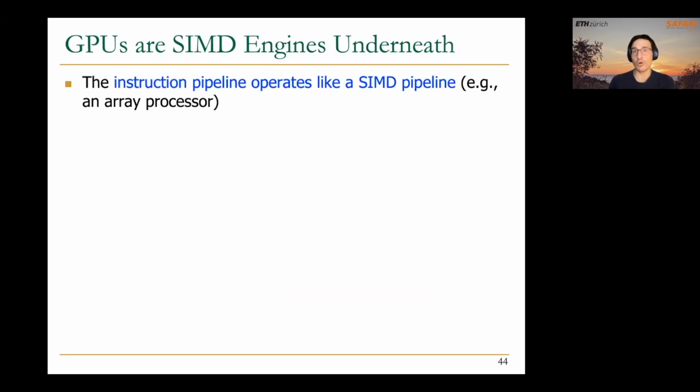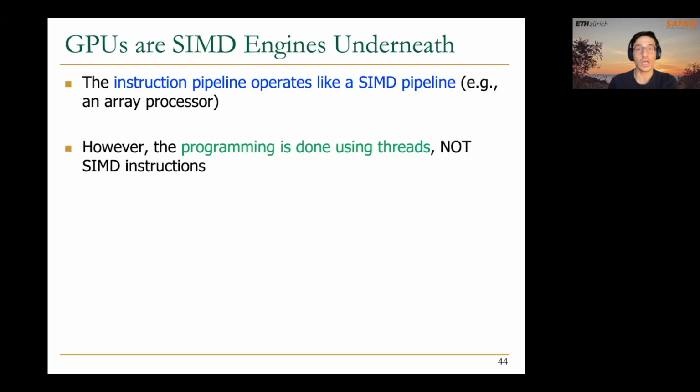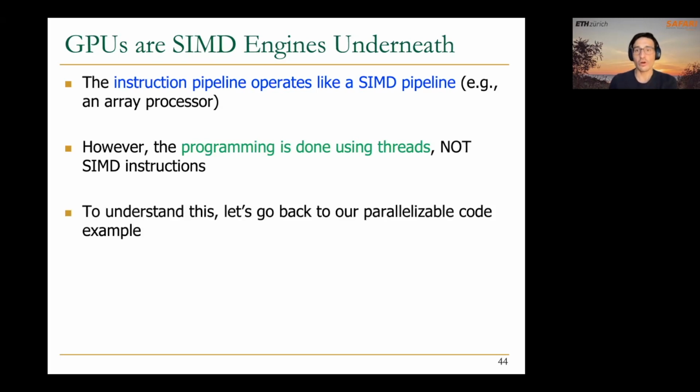The instruction pipeline operates like a SIMD pipeline, so it's similar to an array processor, also a vector processor. However, programming is done using threads, not instructions. In previous slides, or in the beginning of the lecture, we have seen vectorized code using vector instructions. When programming GPUs, we are not going to use SIMD instructions, we use threads. In order to understand this better, we will go back to the simple example, the parallelizable or vectorizable for loop.